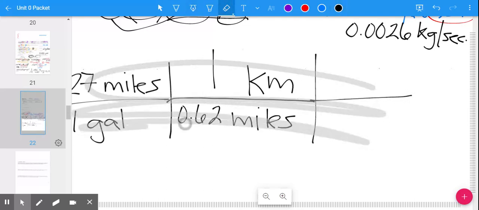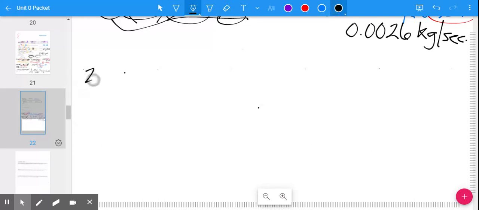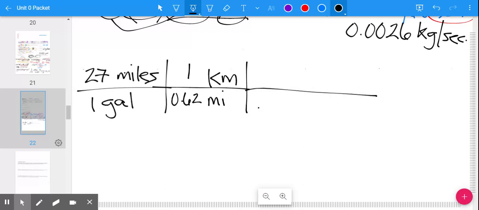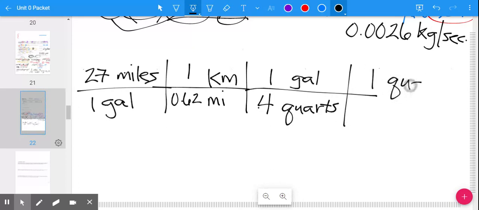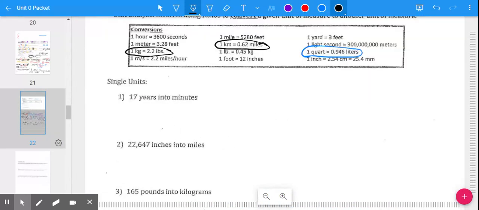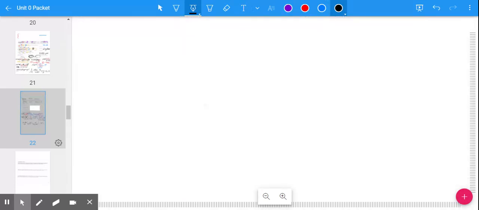And again, I've written far too large, so I'm going to start this one over. 27 miles per 1 gallon. Miles at the top, miles at the bottom, kilometers at the top. So 1 kilometer was 0.62 miles. And then we said gallons at the bottom, so gallons at the top. In 1 gallon, there are 4 quarts. And then at the top, it told us that 1 quart, because quart's at the bottom, so quart at the top, is 0.946 liters.